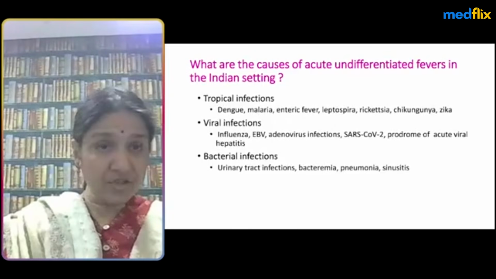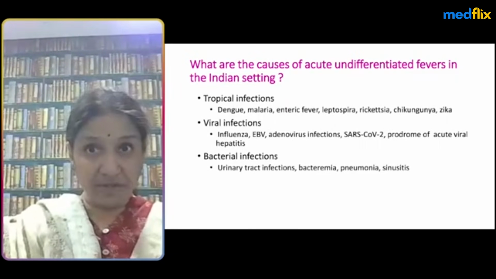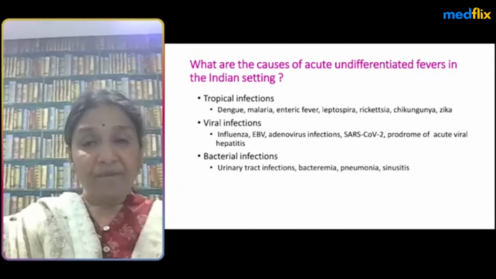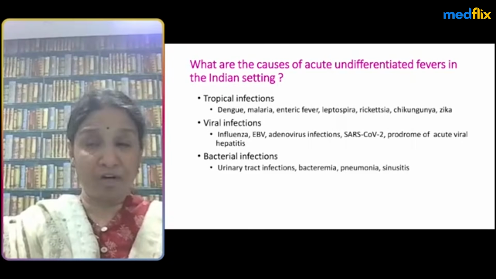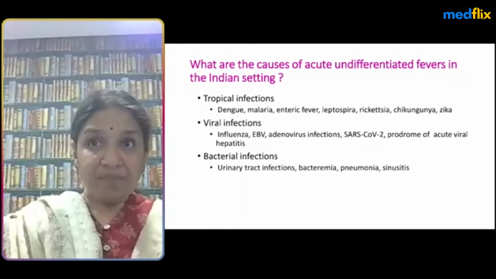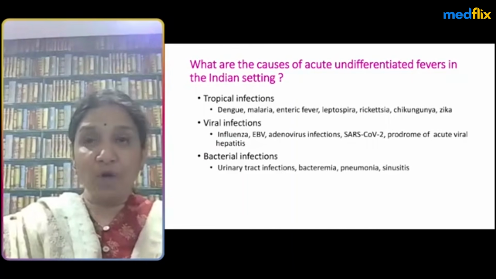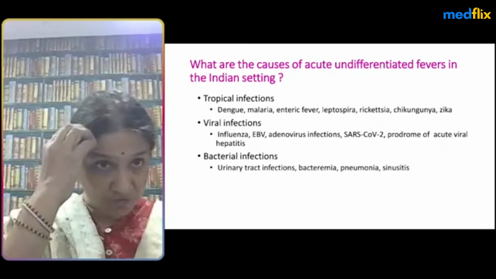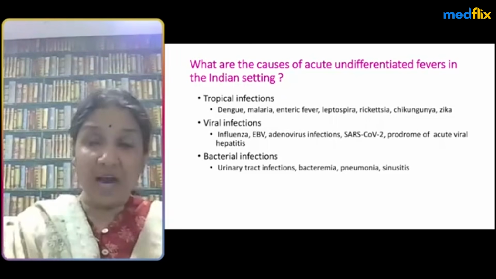Now with that, let us talk about acute undifferentiated fever. That means this is where we have to rely on laboratory investigations. And what are the causes of acute undifferentiated fevers in the Indian setting? Now the first is tropical infections. We are living in a tropical country and we all know that diseases like dengue, malaria, typhoid, paratyphoid, leptospira, rickettsial infections, chikungunya. In fact, recently we've had a bad outbreak of chikungunya with lots of sick cases, and we all know that even Zika has entered our country.